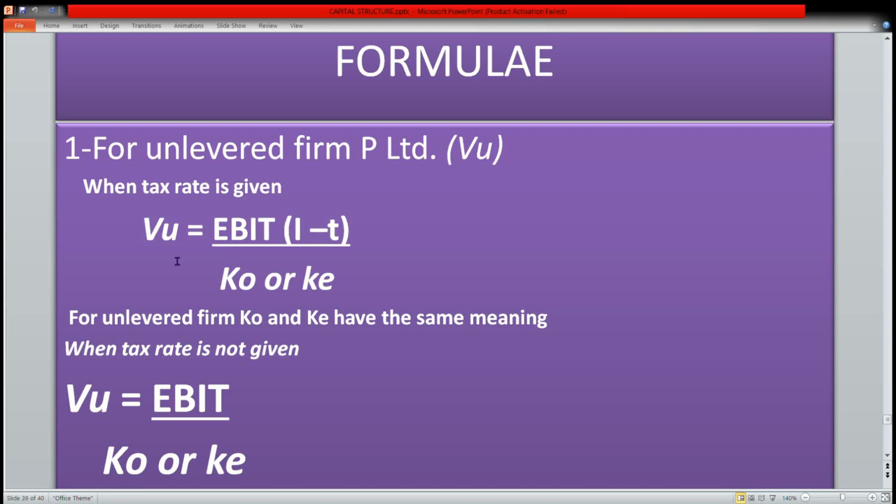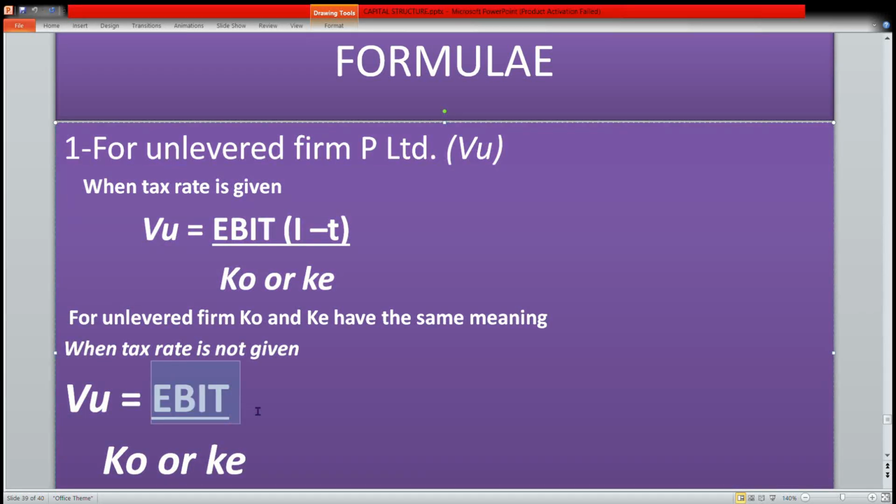So the value of an unlevered firm is EBIT (1 minus T) divided by KO or KE. Here we have taken that the tax rate is given. If the tax rate is not given, you just ignore this part, and it will be EBIT divided by KO or KE. So for an unlevered firm, KO and KE have the same meaning, and if the tax rate is not given, the formula is over here.